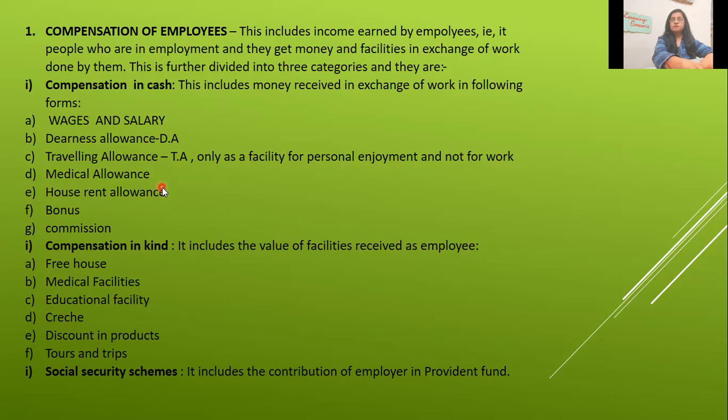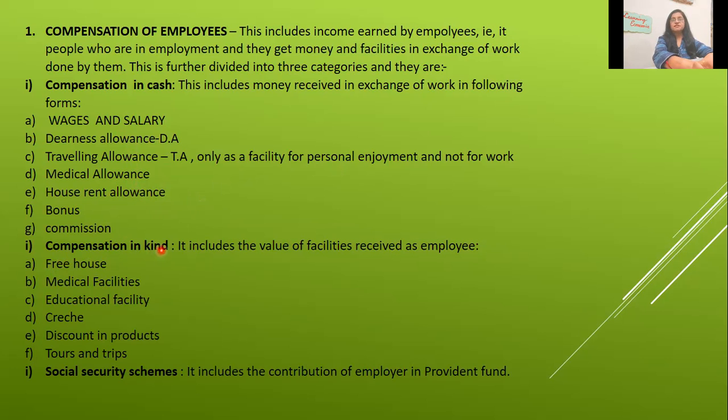Then medical allowance, house rent allowance, bonus. Bonus, you know, is usually what employees get at the time of festivals also. Commissions, like if we are doing something and we are getting commission in between, then we are working as an agent. So these are the incomes which we receive in cash, and they are included in compensation of employees.